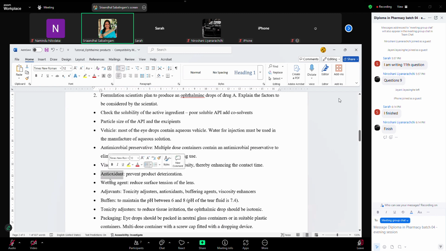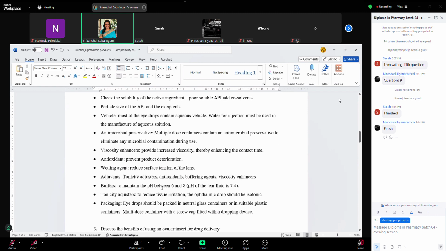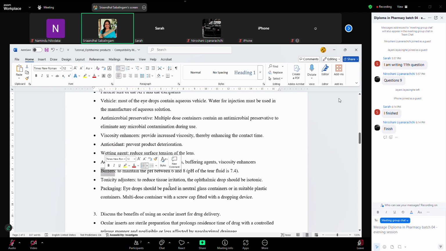And you can add antioxidant in order to prevent the deterioration of your API, and you can add wetting agent in order to reduce the surface tension and to improve the drug compatibility, right? And adjuvants like tonicity adjusting agents, right? Again, the antioxidants are repeated. Buffering agents to maintain the buffer, and viscosity enhancers again repeated. So these can be added. Why you add a buffer is to maintain the pH between 6 to 8, right?